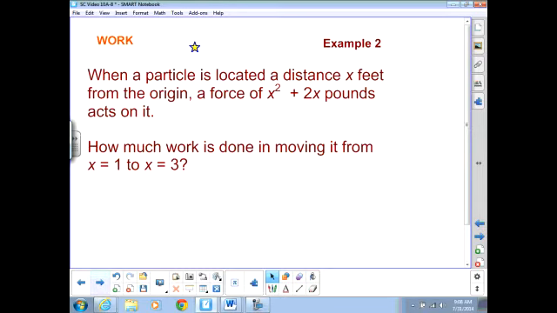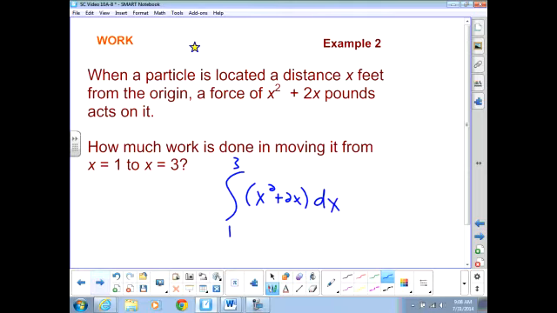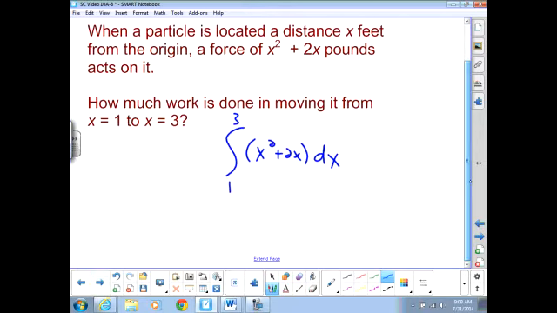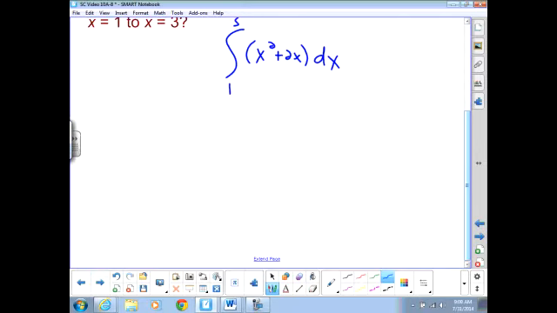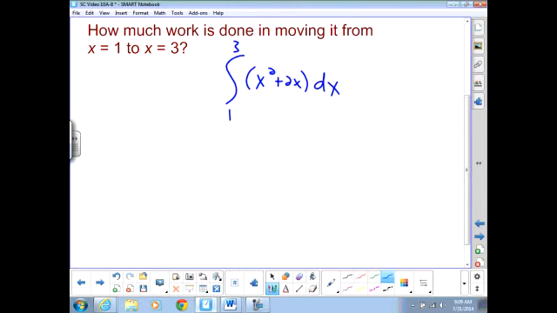So let's try this example. We've got our force function as x squared plus 2x pounds. So we know we are working with US units here. Well, you just have to do the pounds, which is your force, times your distance. The distance for us is the dx, essentially. So in our integral, we're going to be going from 1 to 3. Our force function is x squared plus 2x, and then the distance you can think of as the dx. So we just have to evaluate this integral, and this will tell us how much work is being done.